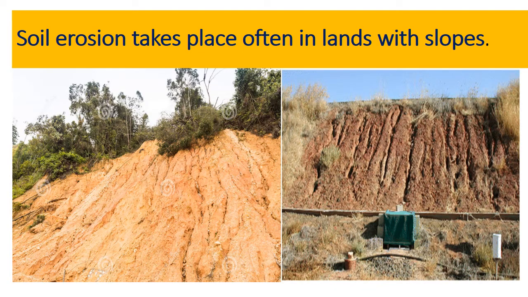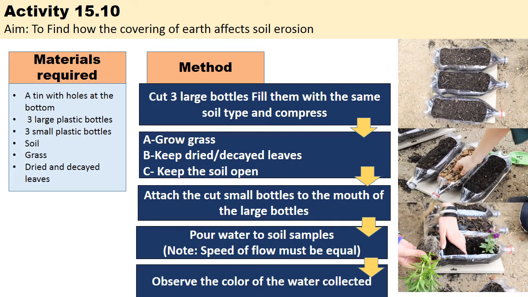Most soil erosion often takes place in lands which have slopes, children. Where there is no plant covering in lands, most of the soil erosion occurs. I told you, when there is no plant covering in a land, soil erosion takes place very fast. So we will do a very simple activity, activity 15.10, and the aim of the practical is to find how the covering of the earth affects soil erosion.